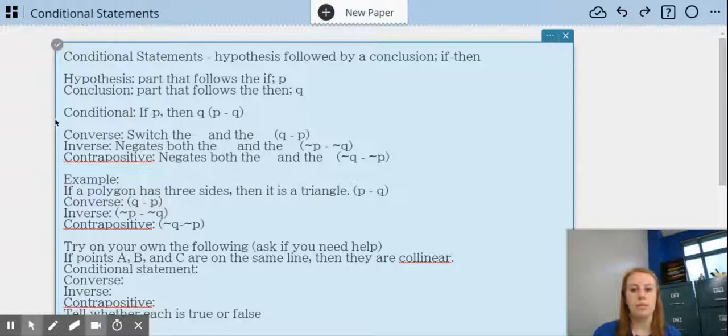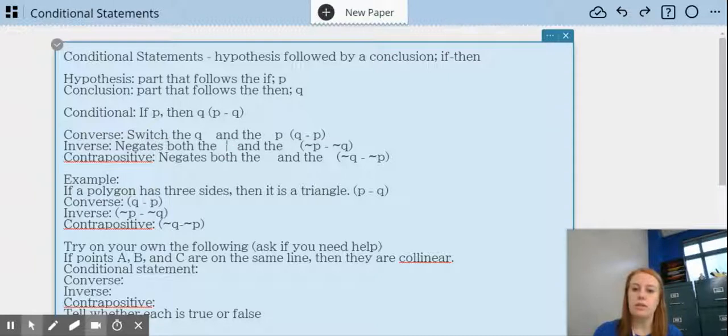If P, then Q. The converse, on the other hand, we switch the Q and the P. So now we're saying if the conclusion, then the hypothesis. So we're just switching those around.